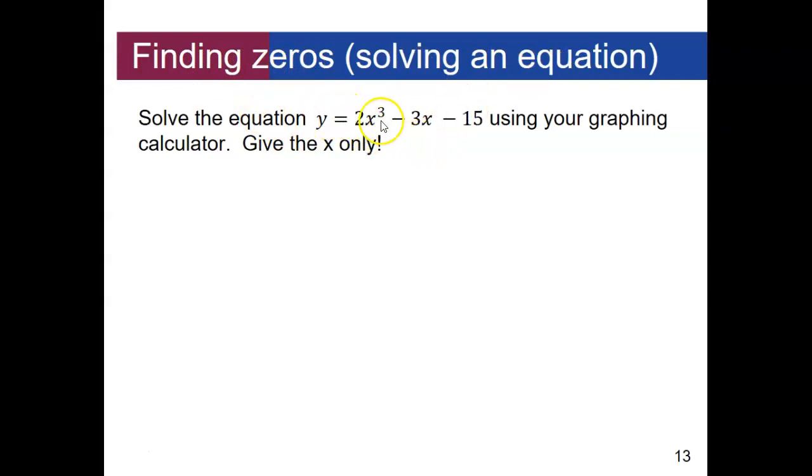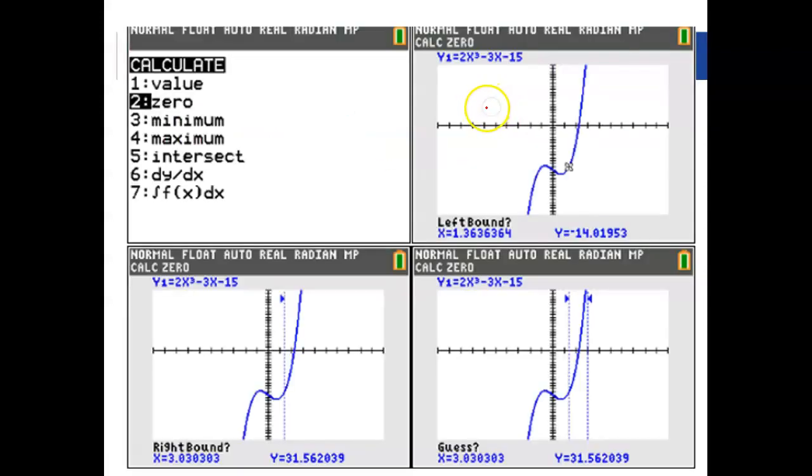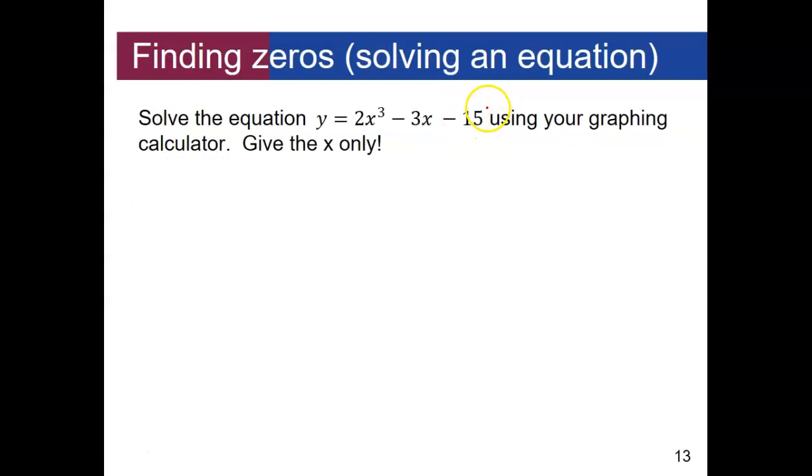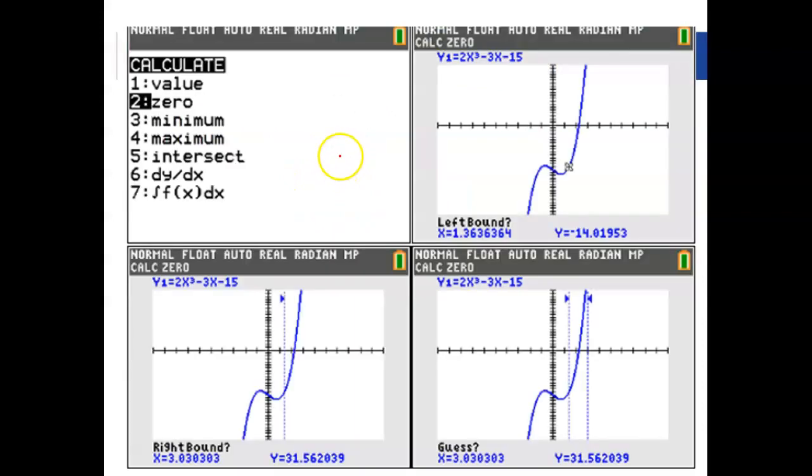If we're asked to solve this equation using your graphing calculator, basically what we're doing here is we are looking for where this is equal to 0. We're going to give only our x's as our answers with that. So the first thing we want to do is put this equation in for y1. So the equation we're working with is 2x to the third minus 3x minus 15.